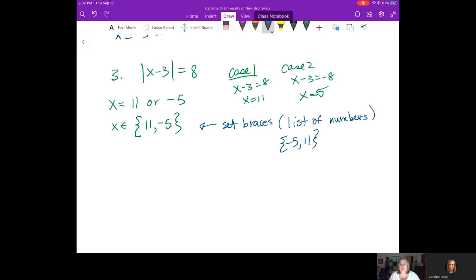Okay, so that's a little bit about notation and a few more examples. You can give those a try.